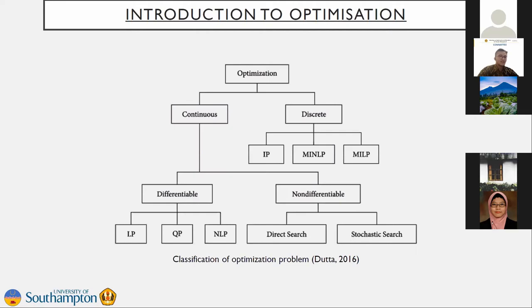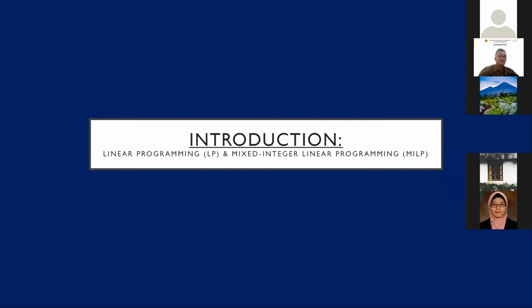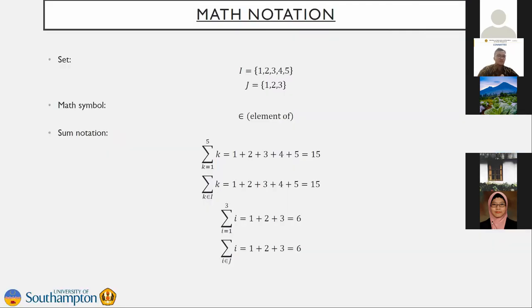I hope I'm not speaking too fast. And this is the classification of optimization. Today, as informed earlier, we will discuss linear programming and MILP. So these are several scopes of optimization. We will discuss in brief LP and MILP. Without further ado, we can continue with the classifications in optimization, which are linear programming and mixed integer linear programming.